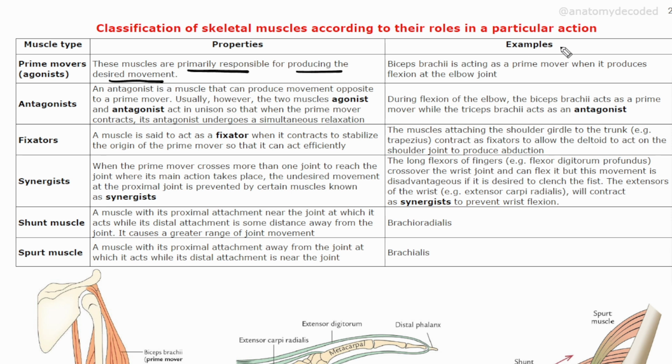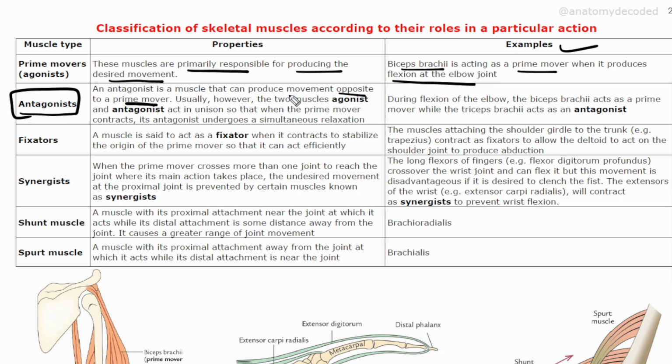Let's see what the examples are. Biceps brachii is acting as a prime mover when it produces flexion at the elbow joint. A muscle producing a desired movement is referred to as prime mover. Then look at the next heading, antagonist. An antagonist is a muscle that can produce movement opposite to the prime mover.